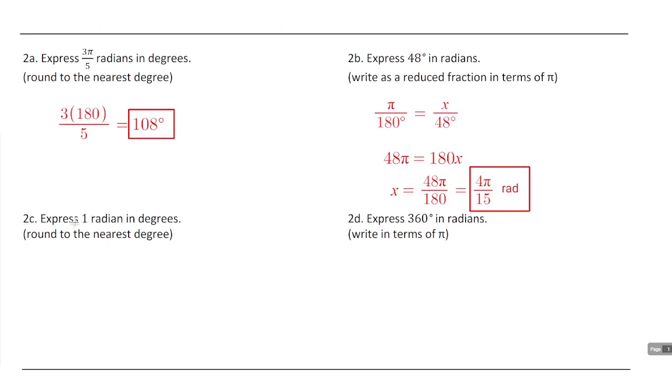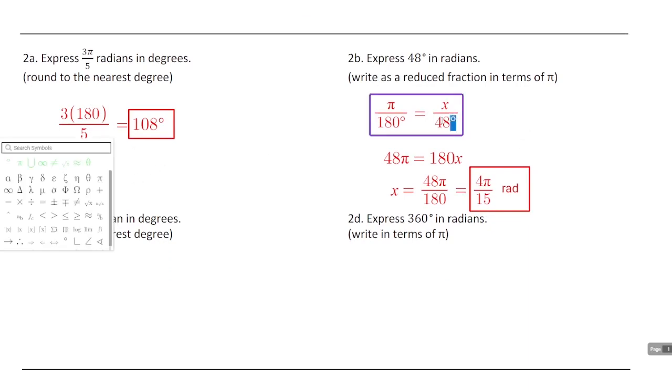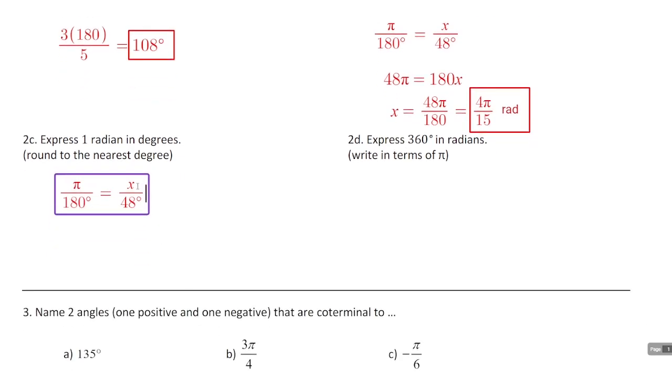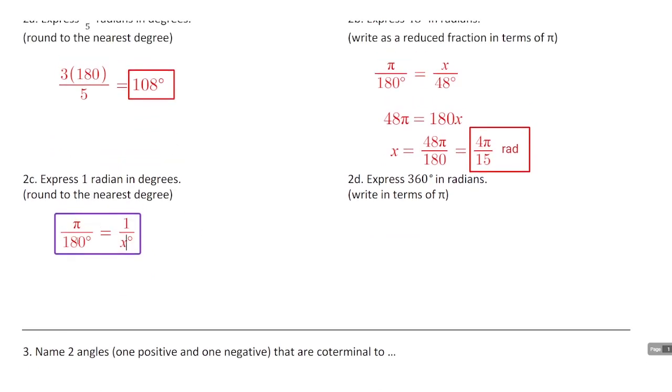2c, 1 radian in degrees. Okay, so here we can't just plug 180 in for pi because I don't have a pi. So I am going to have to set up a proportion kind of like this one. The relationship of pi to 180 is still going to remain intact. But here I've got 1 radian, making sure my radians are lined up, over x degrees. I'm still going to cross multiply and divide, although this one says round to the nearest degree. I have a feeling we're going to have to round this one.